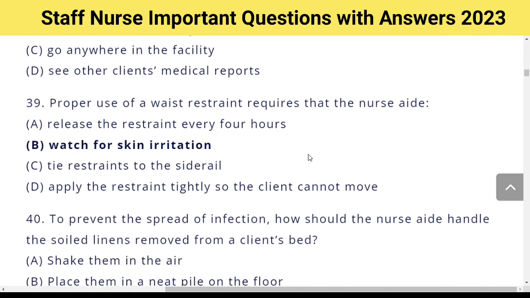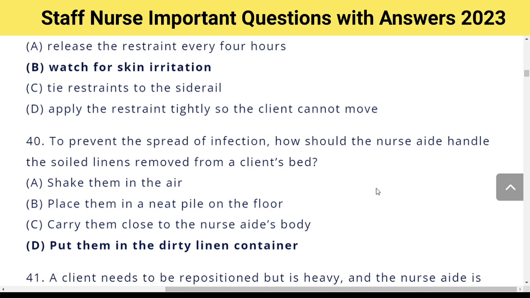Question number 39, proper use of waist restraint requires that the nurse aide option B, watch for skin irritation. Question number 40, to prevent the spread of infection, how should the nurse aide handle the soiled linens removed from a client's bed? Option D, put them in a dirty linen container.